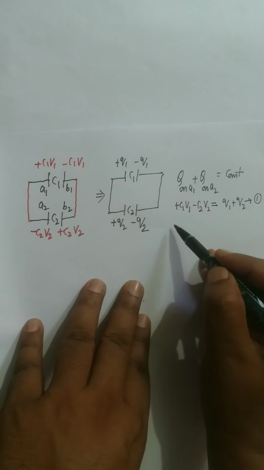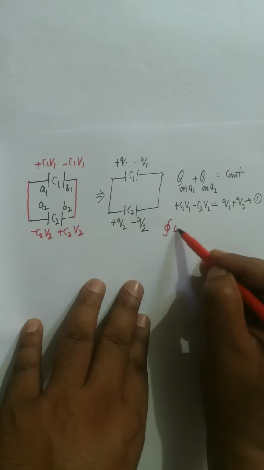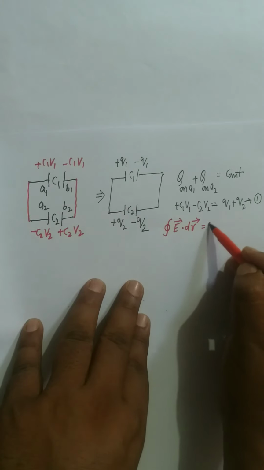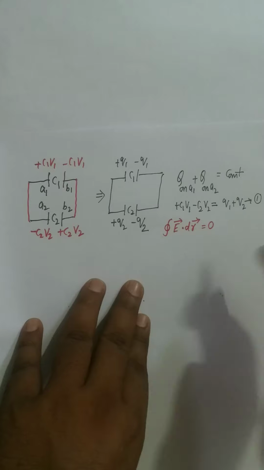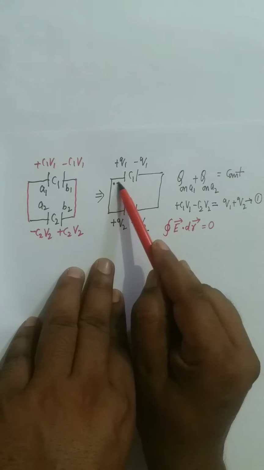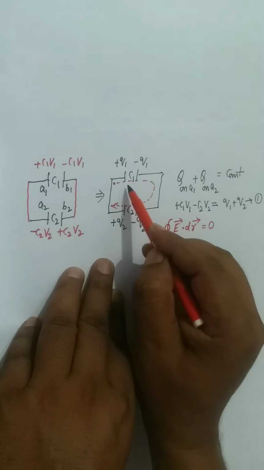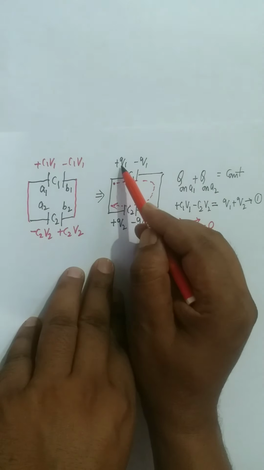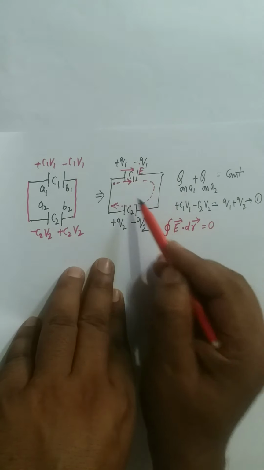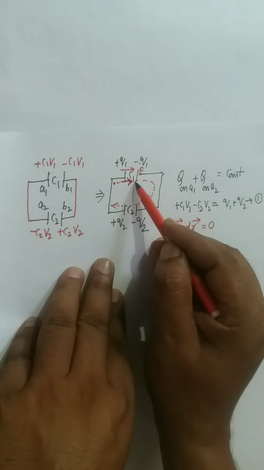And the second equation will be the same process, which is that the integral of E vector along any closed path has to be 0, the same rule. So I am following this path again. My closed path will start from here and I will go in the clockwise direction like this. Here we are moving in the direction of electric field, since electric field will be from plus to minus. So E dot dr at this place will be a positive value.